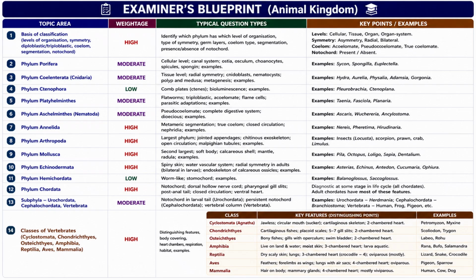You can see the key features also, like from Porifera, what is being asked, what examples are being asked, from Cyclostomata what has been asked, and from Aves also what has been asked. To give you a generalized idea, this slide is for you to understand the whole importance of the chapter. Before we enter the chapter, stop the video and study the whole slide in detail. This is the examiner's blueprint.